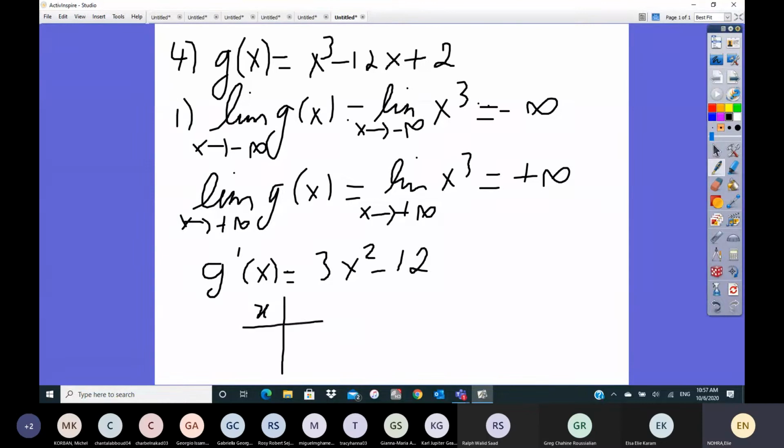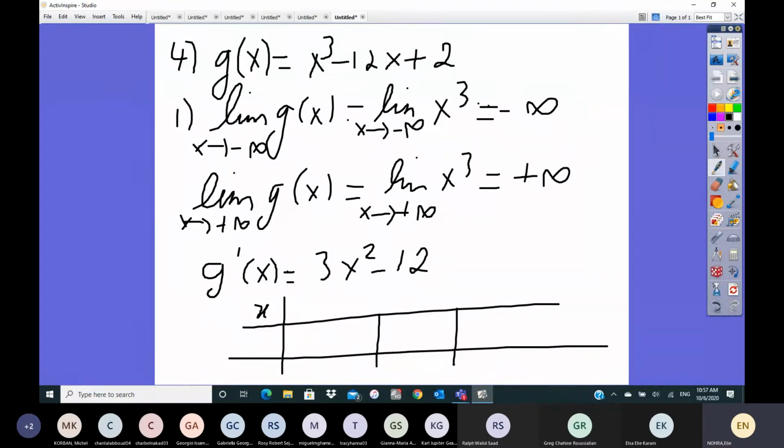And we can set up the table of variations. The roots: x squared equals 4, so it's minus 2 and 2. Outside it's a plus, inside it's a minus. This is g prime of x. This is g of x, so it's increasing, decreasing, increasing.